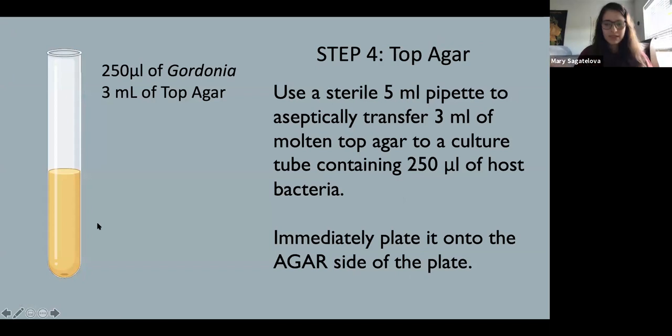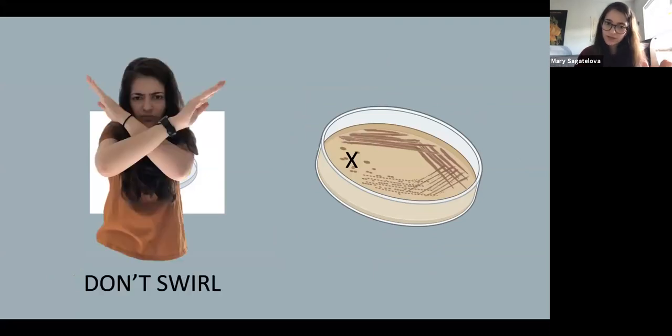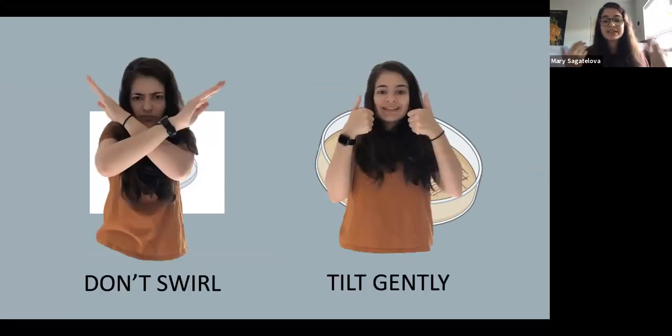With top agar, again, same volumes. You're going to use your sterile 5 milliliter serological pipette. You're going to aseptically transfer 3 milliliters of top agar into your culture tube that's going to have the 250 microliters of bacteria. And then you're going to immediately plate it. No wait time. Immediately plate it onto your Petri dish. Make sure when you're getting your bacteria that you're really shaking it up well. If you see a little orange pellet at the bottom, that's bacteria. You want it in the solution. You don't want it at the bottom. So make sure you really shake it up. And again, just so we're all remembering this, we are not swirling our Petri dishes to move that agar. We are tilting it.